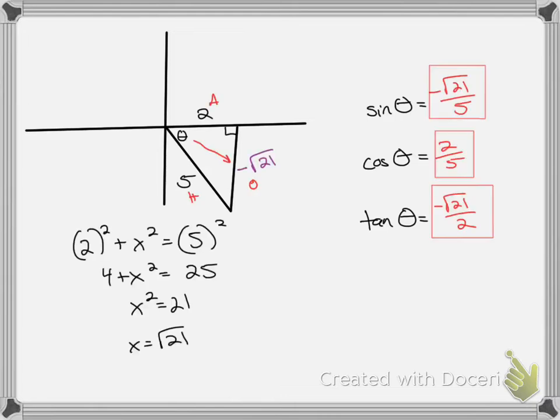Okay, did you get root 21 when you finished your Pythagorean theorem? But the Pythagorean theorem does not include negatives. This problem was going down from the x-axis. My solution represents a number going down, so it needs to be negative root 21. SOHCAHTOA: negative root 21 over 5, 2 over 5, and negative root 21 over 2. None of them reduce this time. They don't always reduce. Hopefully you remembered that negative sign.